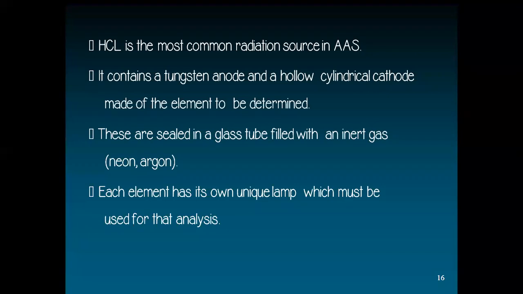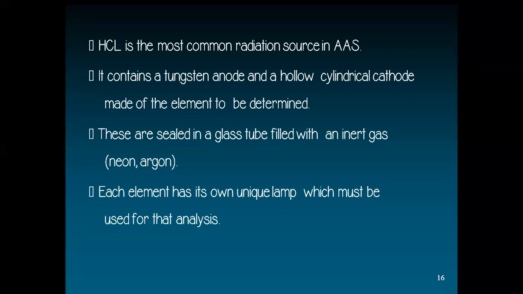We can analyze about 62 elements by this method. We can analyze as many as 62, or more than 62, elements through this method of atomic absorption spectroscopy. But this also means that we will require 62 different types of lamps. We will need 62 types of cathodes. So this makes this method a bit complex and a bit costly, because whichever element you want to analyze, you have to get a lamp made for that very element.